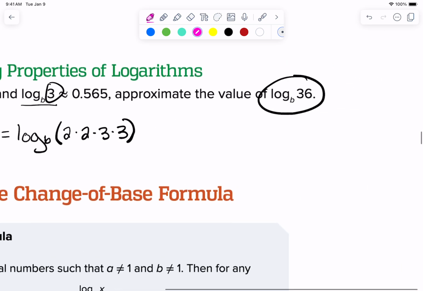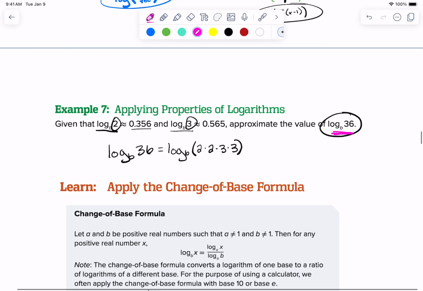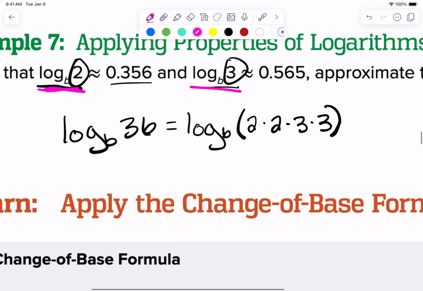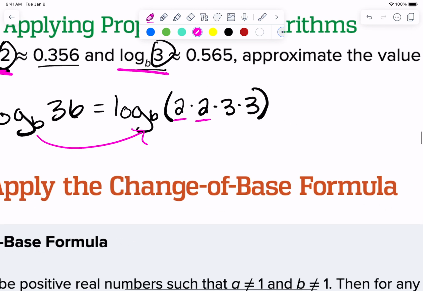They want us to find the value of log base b of 36. That's what we're starting with, and I broke it down, because I know what log base b of 2 is and log base b of 3 is, right? We're breaking them apart. Okay, so now I have 4 numbers that are multiplied together.